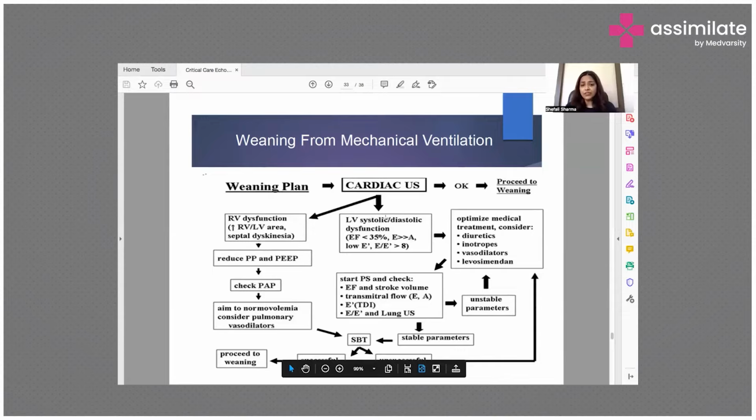If you get elevated systolic or diastolic dysfunction, that is, your ejection fraction is less than 35%, in that situation you have to definitely optimize the medical treatment. Consider using diuretics, inotropes, vasodilators, start pressure support, and check for the EF and stroke volume. If the parameters are unstable, you optimize your treatment again. If the parameters are stable, you can go ahead with your weaning.